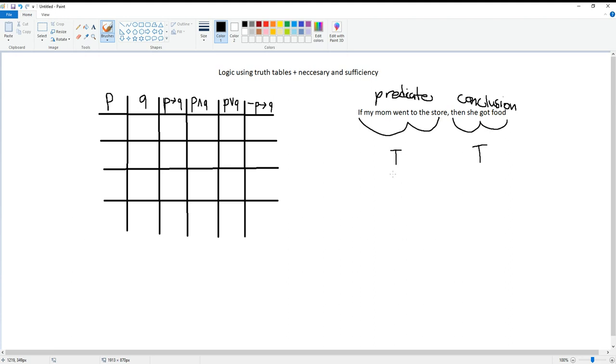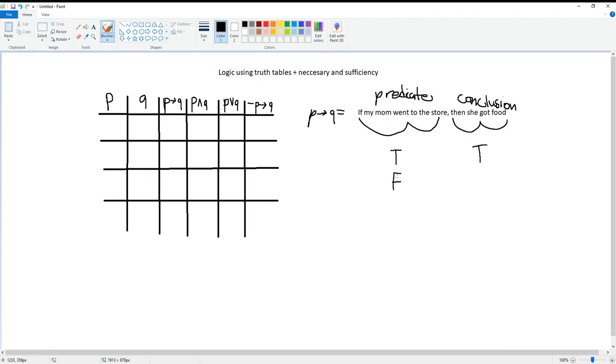Well, what happens if my mom didn't go to the store? If it's false, then either way, the logic is going to hold because the predicate wasn't satisfied. So it doesn't matter if the conclusion is satisfied or not because the statement still holds. So what you have to think of is a statement saying if P then Q, which is denoted like this with the arrow. So this is really a statement, and I'm foreshadowing: there's a lot of stuff we can do with the predicate and the conclusion.